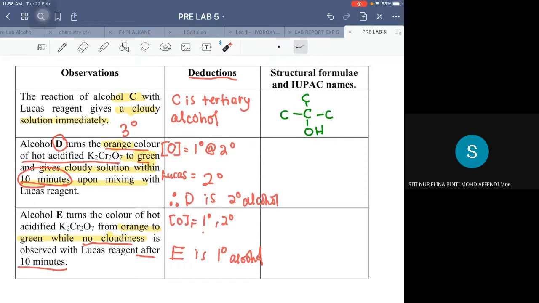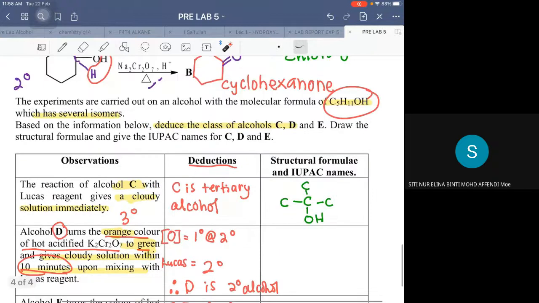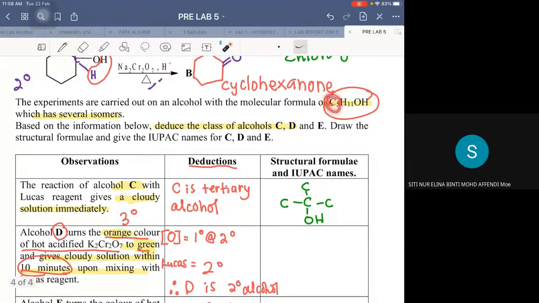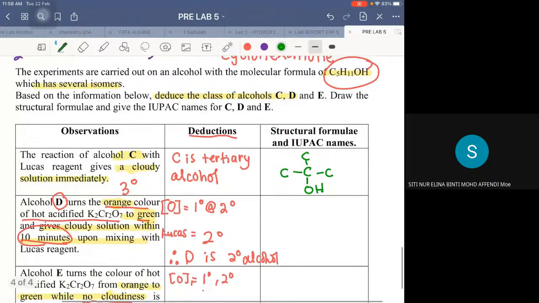Sekarang kita dah lukis 1, 2, 3, 4 carbon. Sekarang dia nak 5 kan. So tak kisahlah nak letak yang kelima tu di mana-mana sahaja adalah sama. Tak ada masalah. Okay. So inilah structure dia. Check balik number of carbon and hydrogen. Mesti dapat C5H11OH.